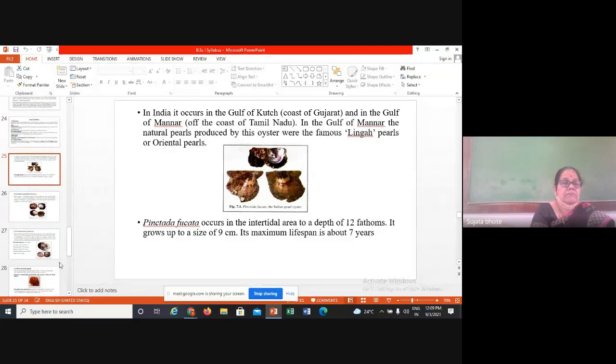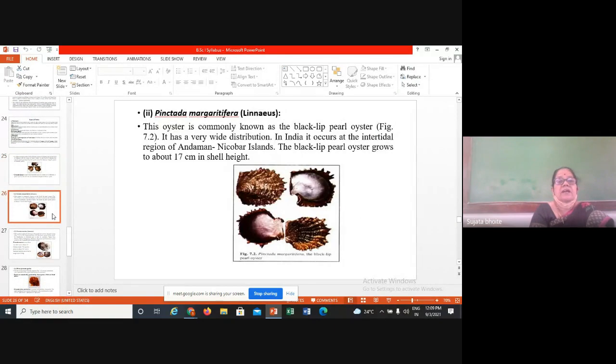The next species is Pinctada margaritifera. It is commonly known as the black-lip pearl oyster. It is distributed in India and occurs in the intertidal region of the Andaman and Nicobar Islands. The black-lip pearl oyster is found at about 7 meters.